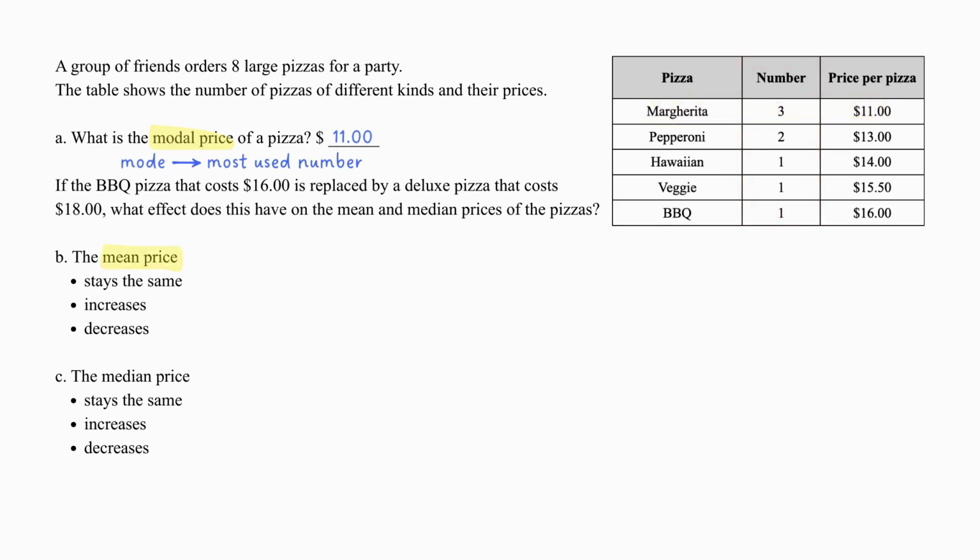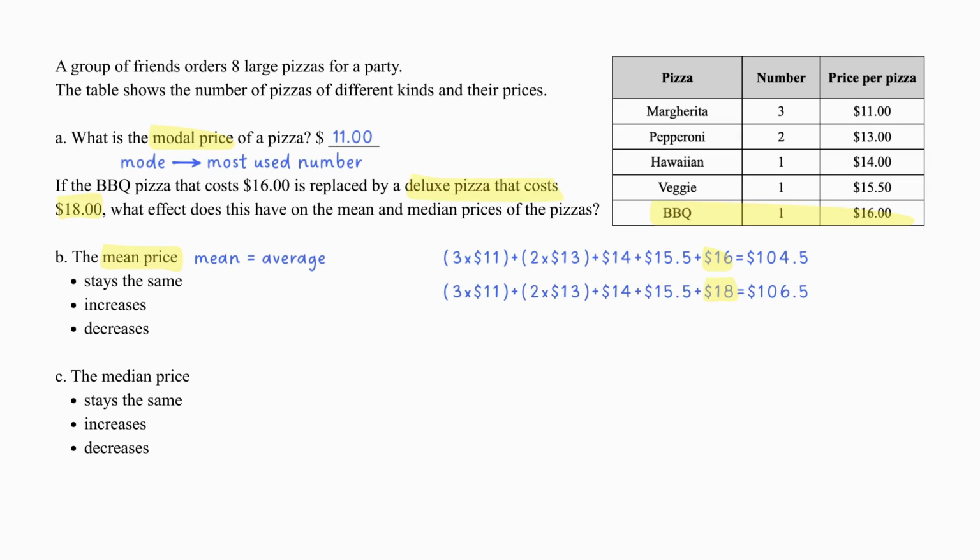Part B is about the mean price. The mean is the average. To get the average, you add up all the prices and divide by the total number of pizzas. Now, we don't even need to do the heavy math here. Think about it. We are taking a $16 pizza, the barbecue pizza, and replacing it with an $18 pizza, the deluxe pizza. The total bill just went up by $2, but we still have the same 8 pizzas. If the total sum of the prices increases, the average, or mean, must also increase.